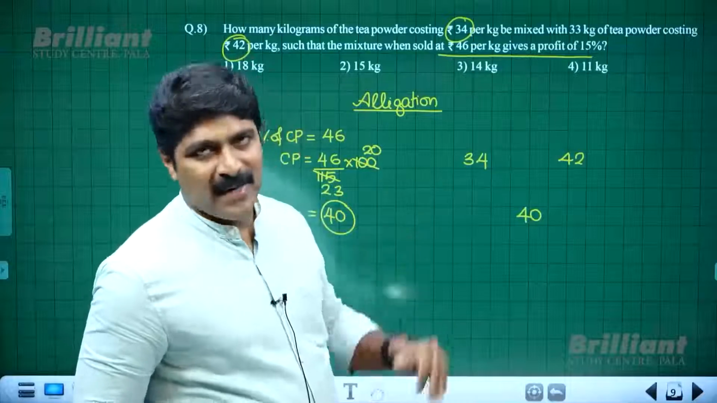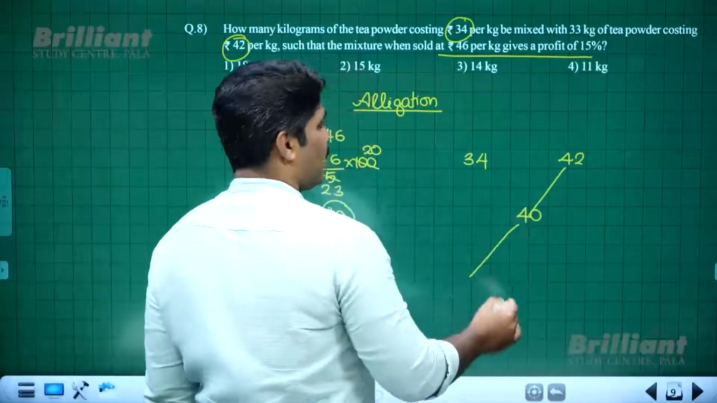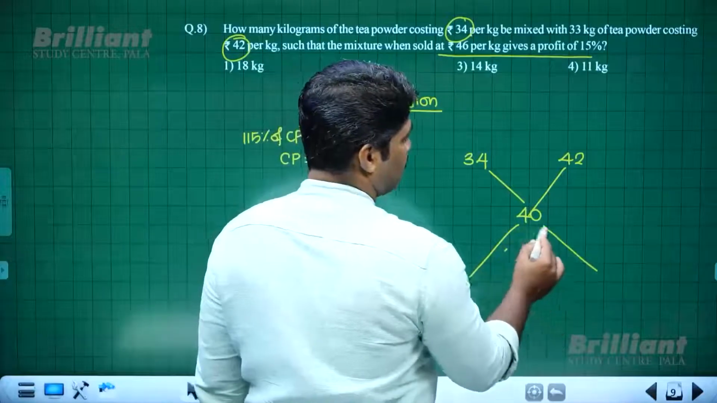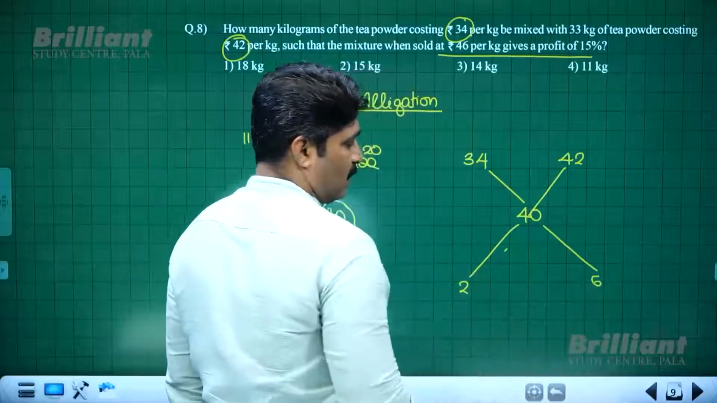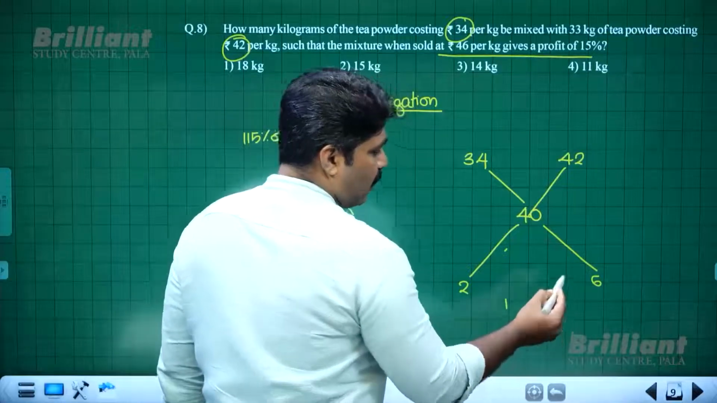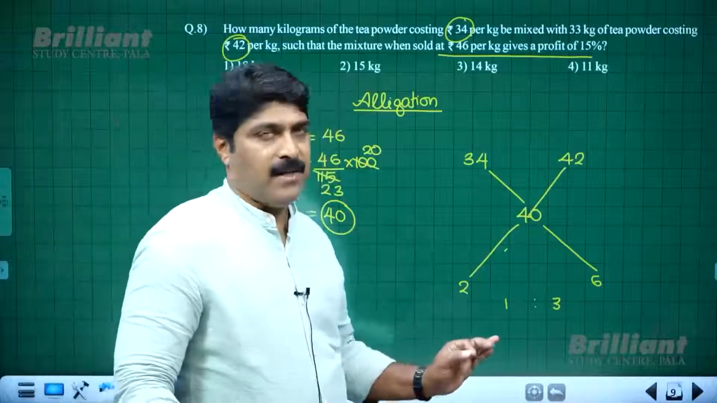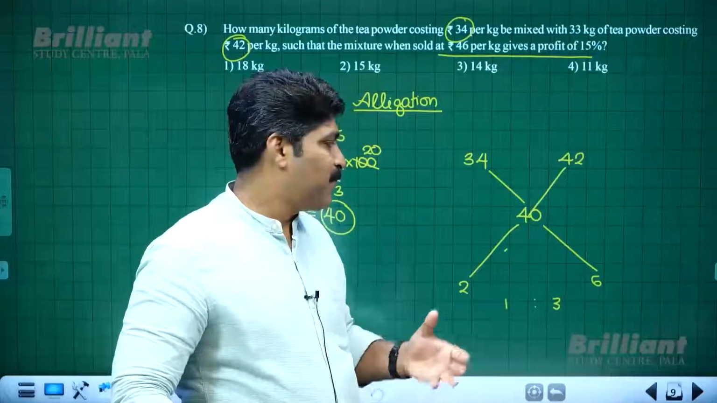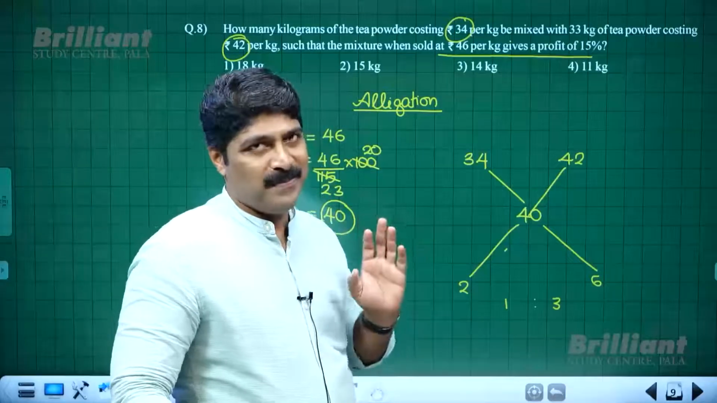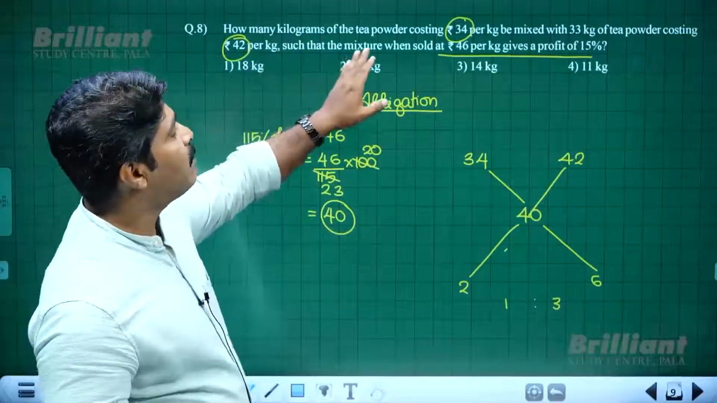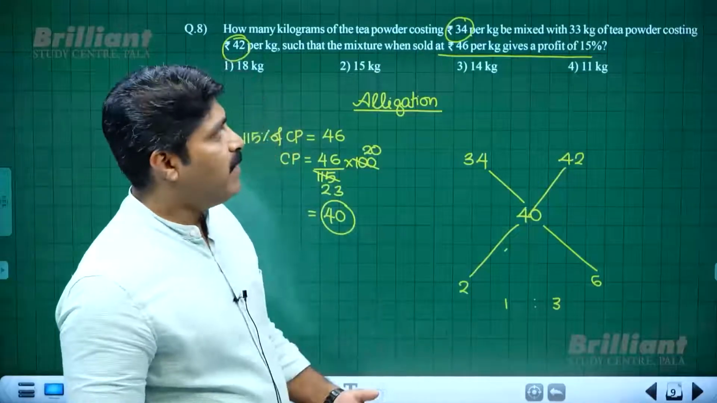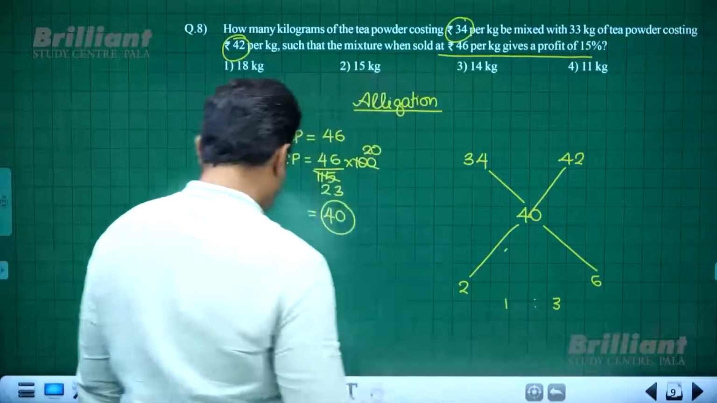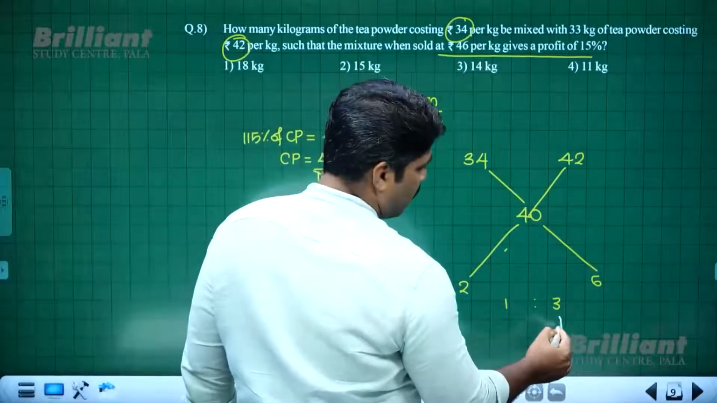If you have these three quantities, you just subtract the values like this. This is 42 minus 40, which is equal to 2. And do the subtraction like this. This is 40 minus 34, that is 6. Finally, these values are in the ratio 1:3, which means if we blend the first variety and second variety in the ratio 1:3, that's a quantity-wise ratio, then the average cost should be equal to 40. Here we consider how many kilograms of the first variety are mixed with 33 kilograms of second variety.